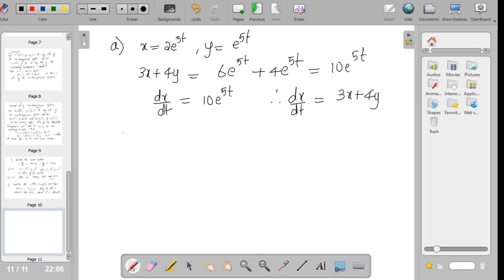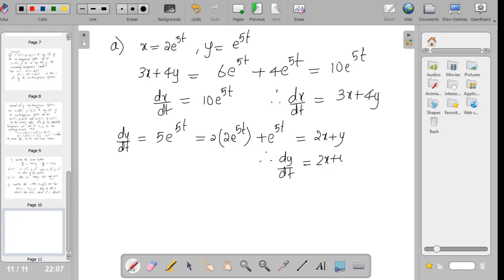Now we have dy by dt equal to 5 e raised to 5t, and again 2x plus y, so this will be equal to 2 into 2 e raised to 5t plus e raised to 5t, which is 5 e raised to 5t. So therefore dy by dt is equal to 2x plus y. Therefore x, y equal to 2 e raised to 5t, e raised to 5t is a solution.